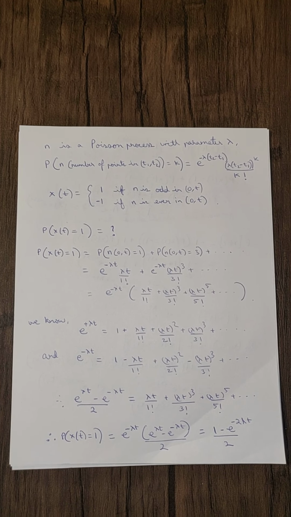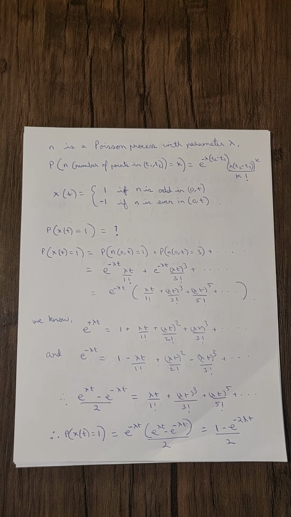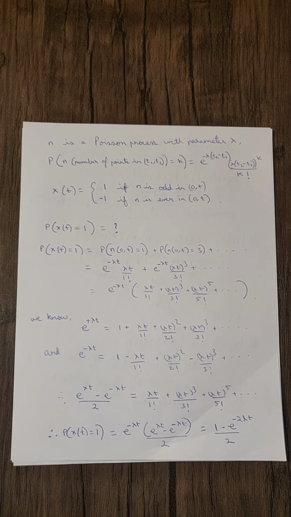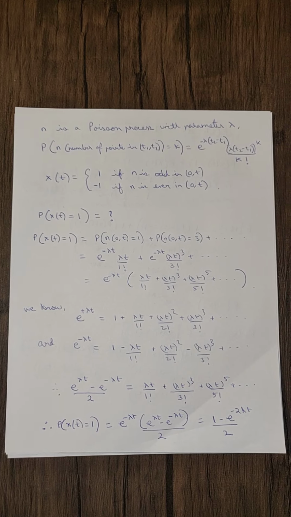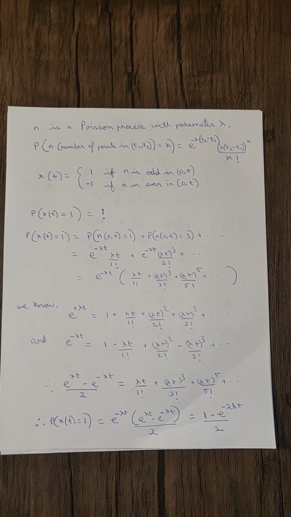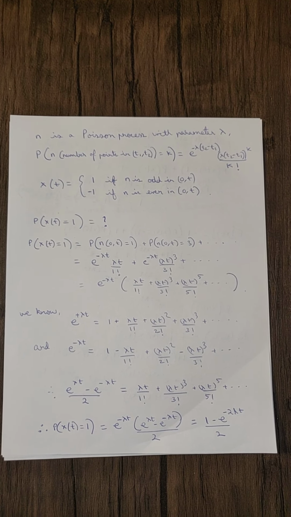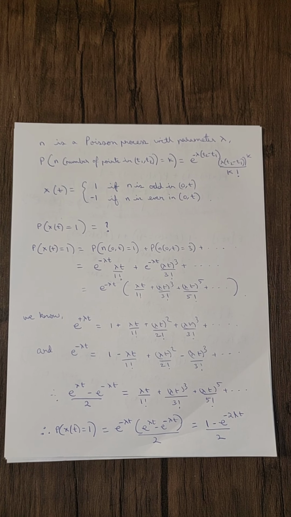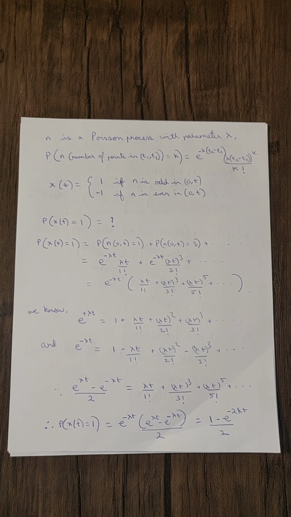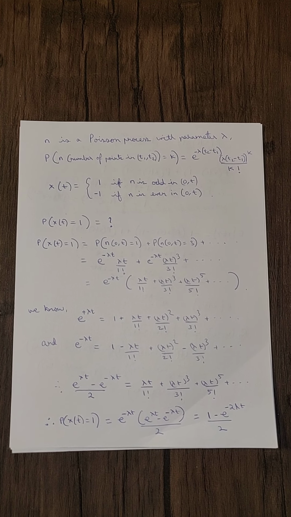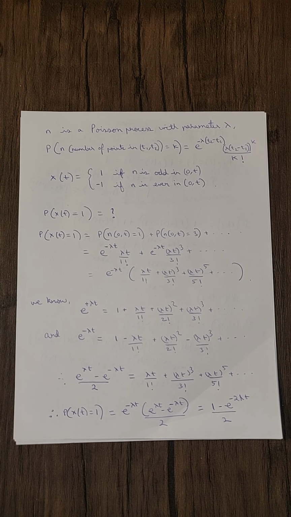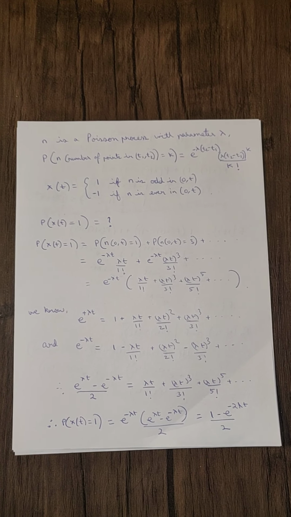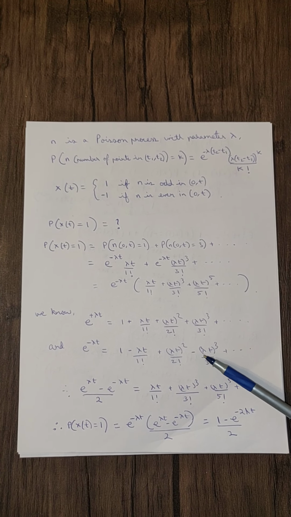We take e^(-lambda t) common, and we get this series. We have to find the value of this series. Let's check the definition of e^(lambda t). The expansion for e^(lambda t) is 1 plus (lambda t)/1! plus (lambda t)^2/2! plus so on up to infinity. And the expansion of e^(-lambda t) is 1 minus (lambda t)/1! plus (lambda t)^2/2! minus (lambda t)^3/3! plus so on. So all the even power terms have plus and the odd terms have minus.